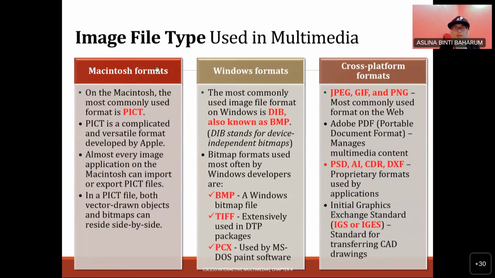Image files. For Mac, the common format is PICT. But I'm using Photoshop, so I rarely save as PICT. This is normally using Mac software. For Windows, the common one is BMP, which stands for bitmap. BMP, TIFF, JPEG, JPEG or JPG. Cross-platform formats are JPEG, GIF, and PNG.